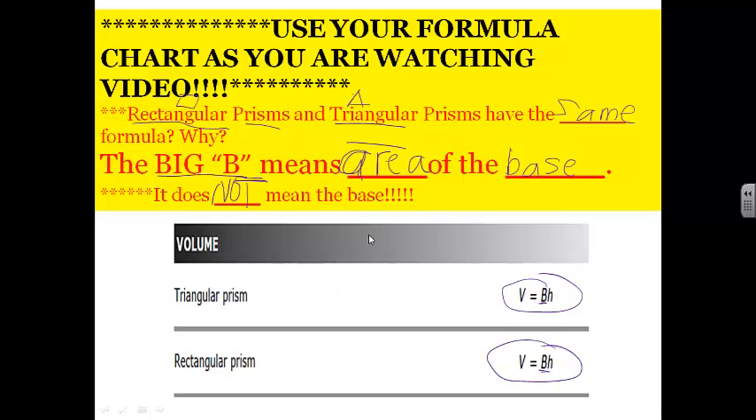So what are my bases on a triangular prism? Well, my bases are triangles. So it would have to be the area of this triangle times the height of the whole thing. What about rectangular prisms? The base is a rectangle, and we have to get that area first and then multiply by the height.